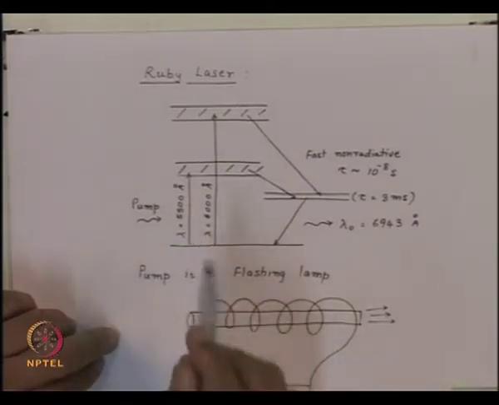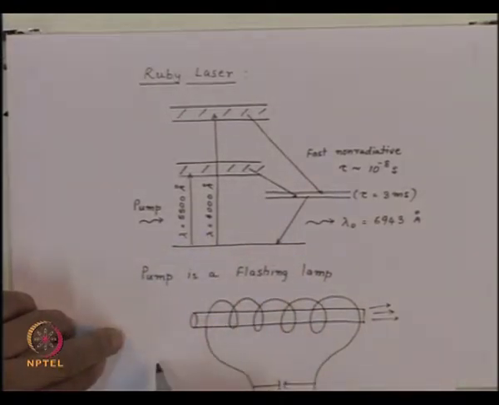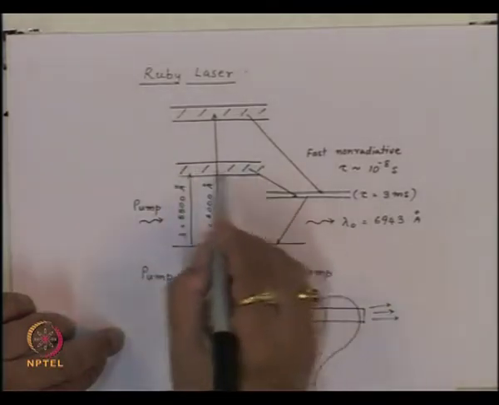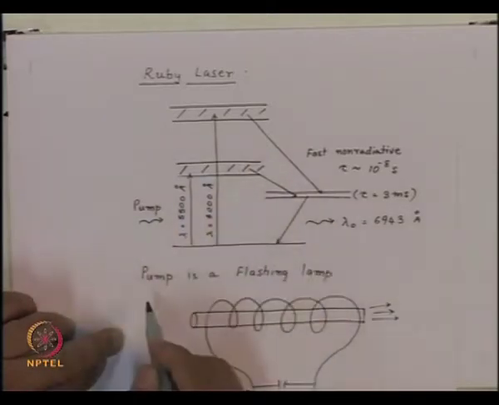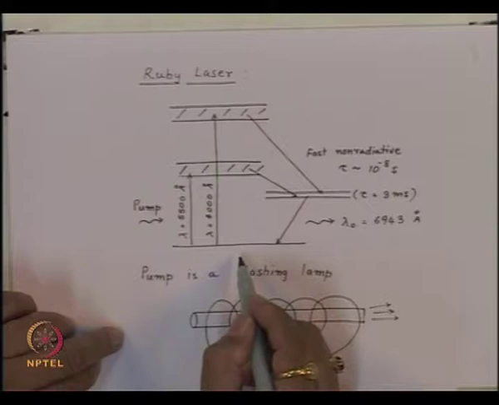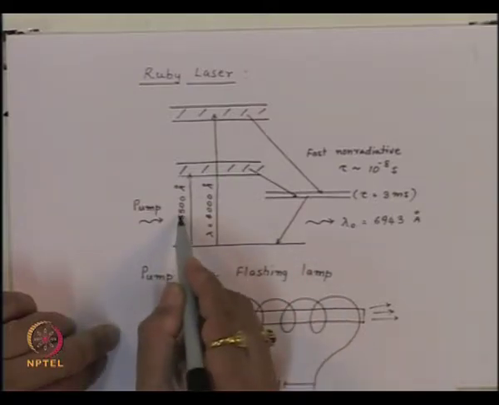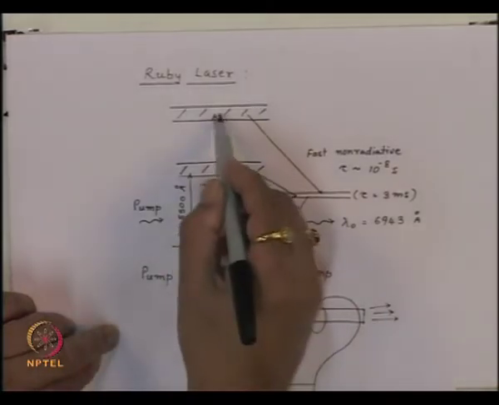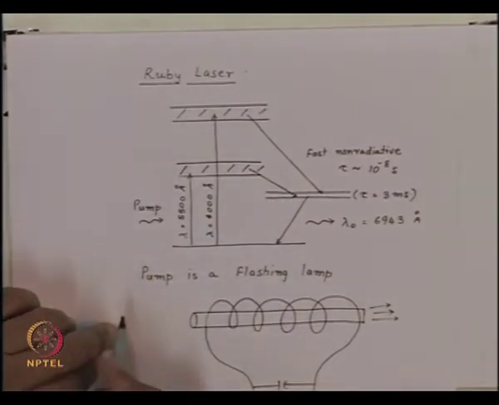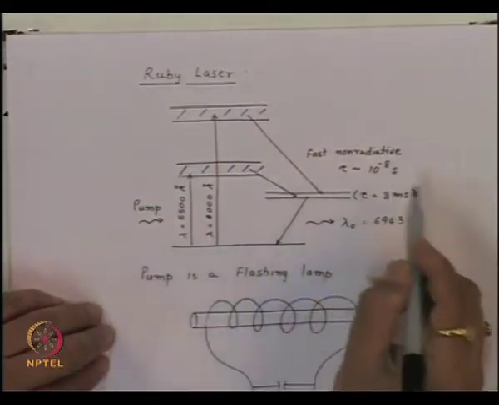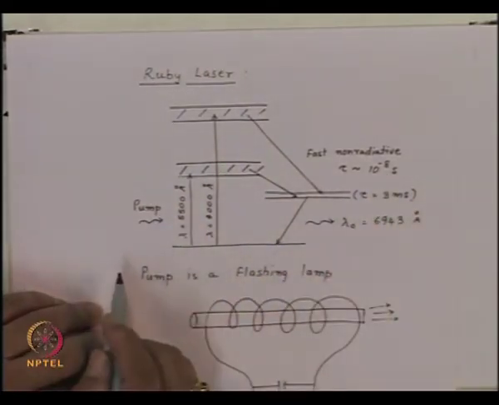To create a population inversion, essentially the ruby rod is pumped so that the electrons are transported from the ground state to either this state, which is a rather broad energy level, or to this state. So, the energy has to be supplied at a wavelength either at 5500 angstrom or at 4000 angstrom, and you create population inversion either at this level or at this level. The lifetime of the electrons in these two levels is rather small, typically of the order of about 10 to the power minus 8 seconds.